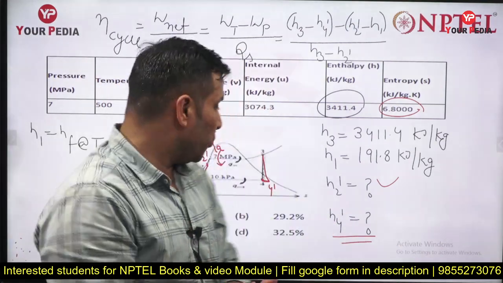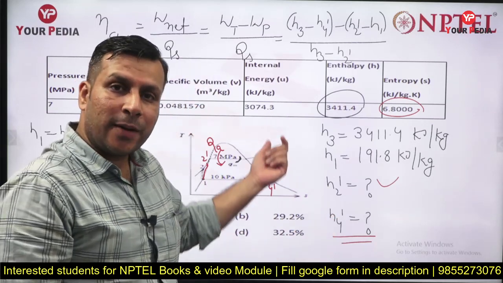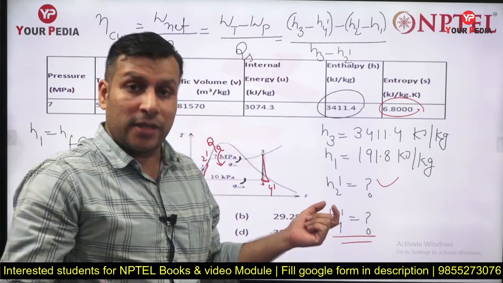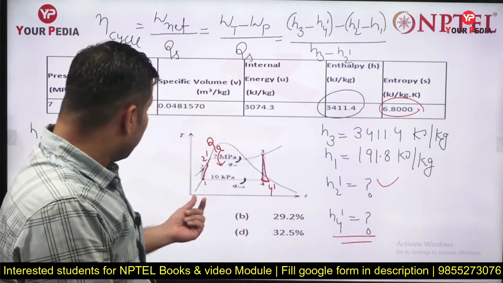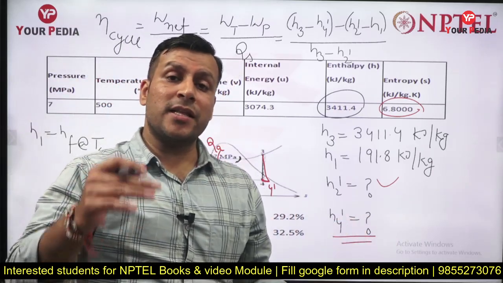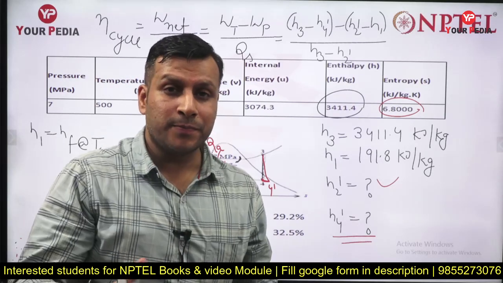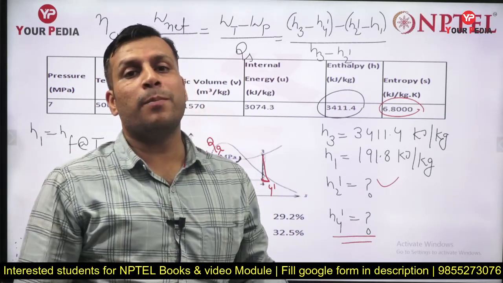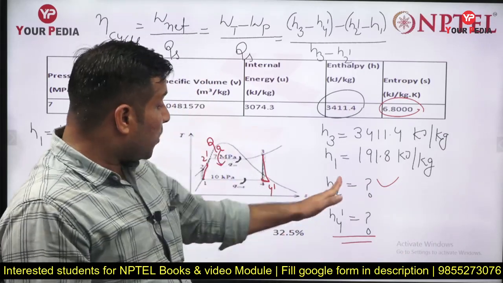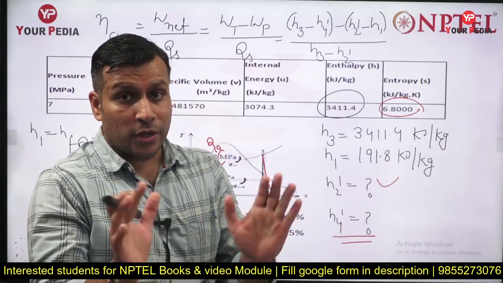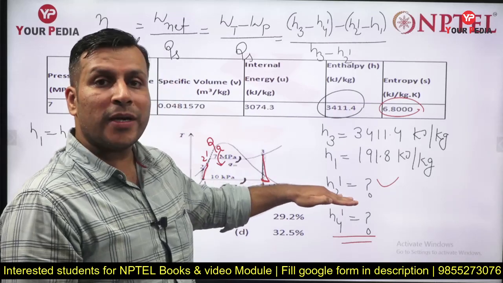That calculation you need to do. H4 dash is the enthalpy of the wet steam at the exit of the turbine when the expansion is not taking place isentropically. Similarly, what is H2 dash? H2 dash is the enthalpy of the liquid going out of the pump when the compression is not taking place isentropically. So that is H2 dash and H4 dash. I hope those points are very much clear on how to evaluate H2 dash and H4 dash.